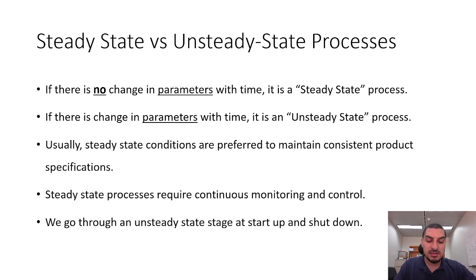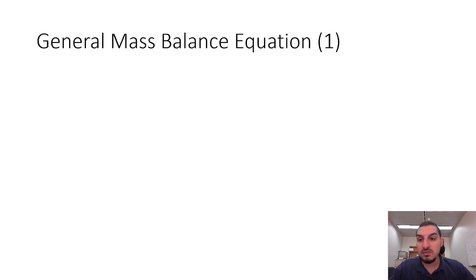The unsteady state is very common in case of startup or shutdown. When we start the plant or the process in the very beginning, and after we stop the process, it takes time to reach the steady state. So this is the transient or the unsteady state conditions. So this is what we want to discuss regarding the classification.